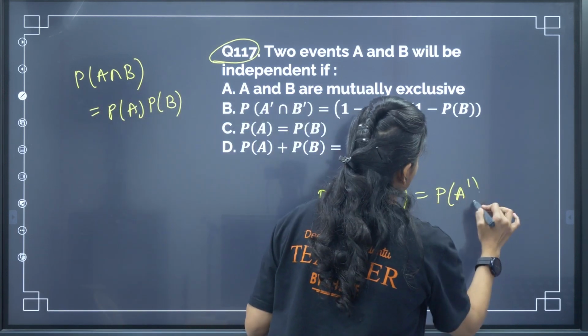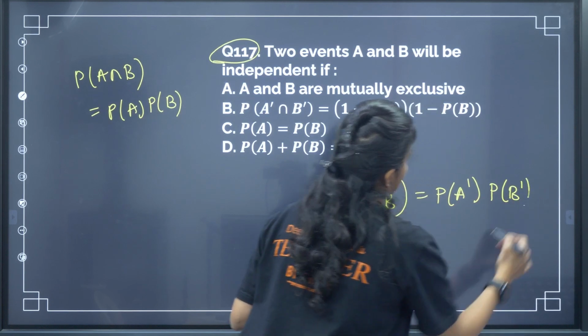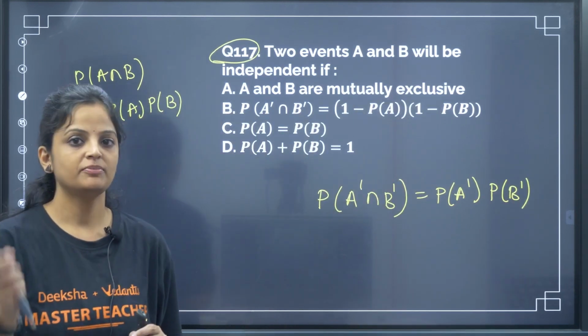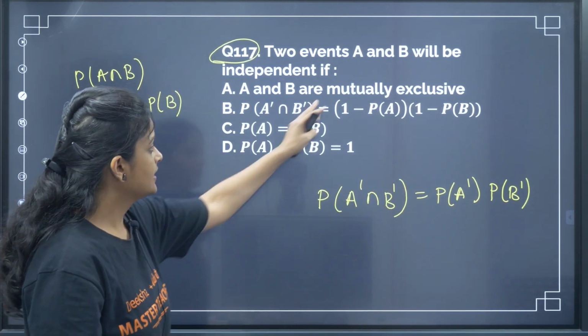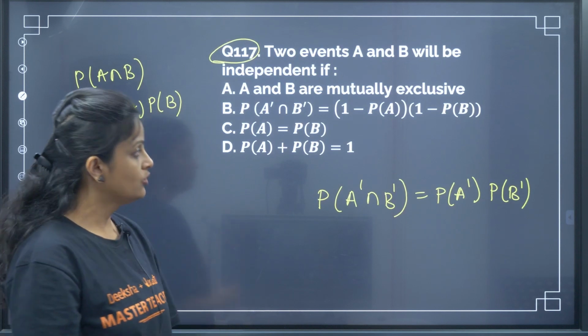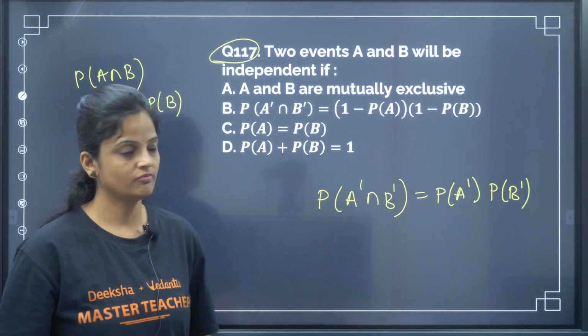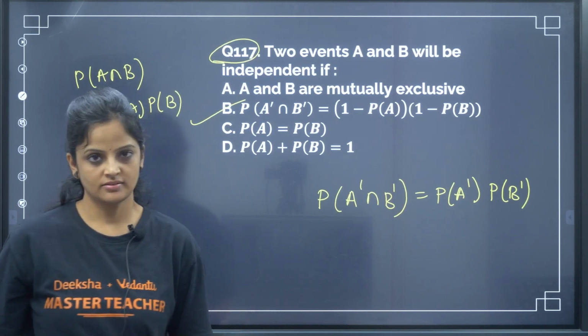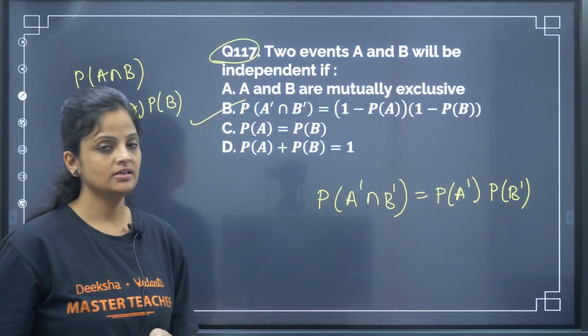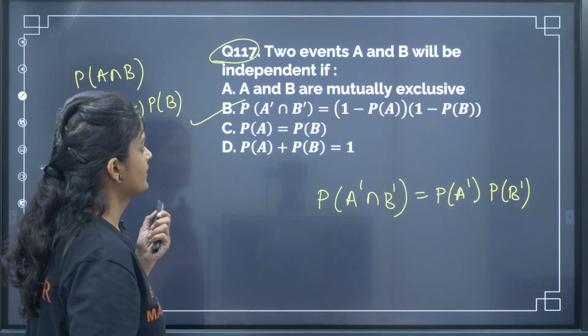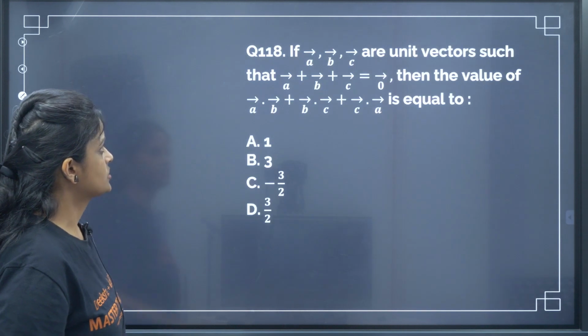So here I can take P of A dash and P of B dash, right? But that is not given in the question, though it is given as 1 minus P of A and 1 minus P of B. So I will choose this. Okay, so that is the right condition. Let's go with the next question.